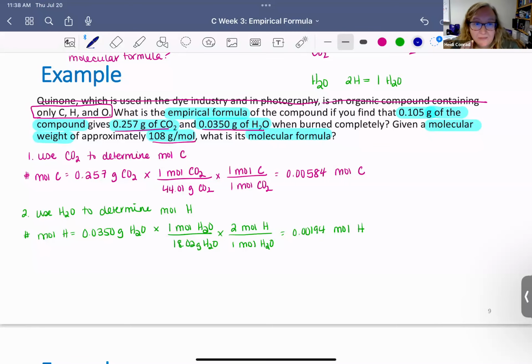This is where conservation of mass comes into play. I know the compound itself weighs 0.105 grams. I know that compound is comprised of carbons, hydrogens, and oxygens. If I can figure out how many grams of carbon and how many grams of hydrogen were in that sample, I know the remaining grams of that sample had to be made up by oxygen. And so that's what I'm going to do.